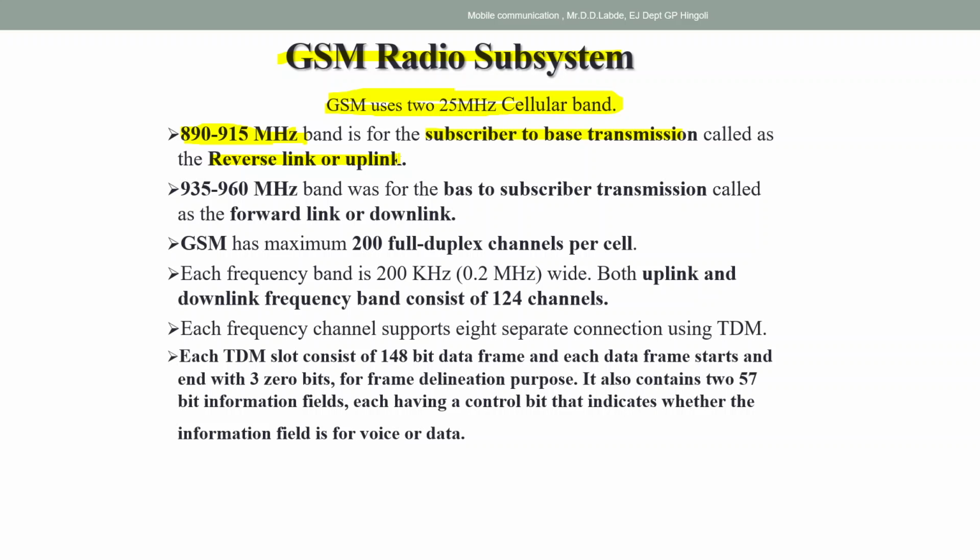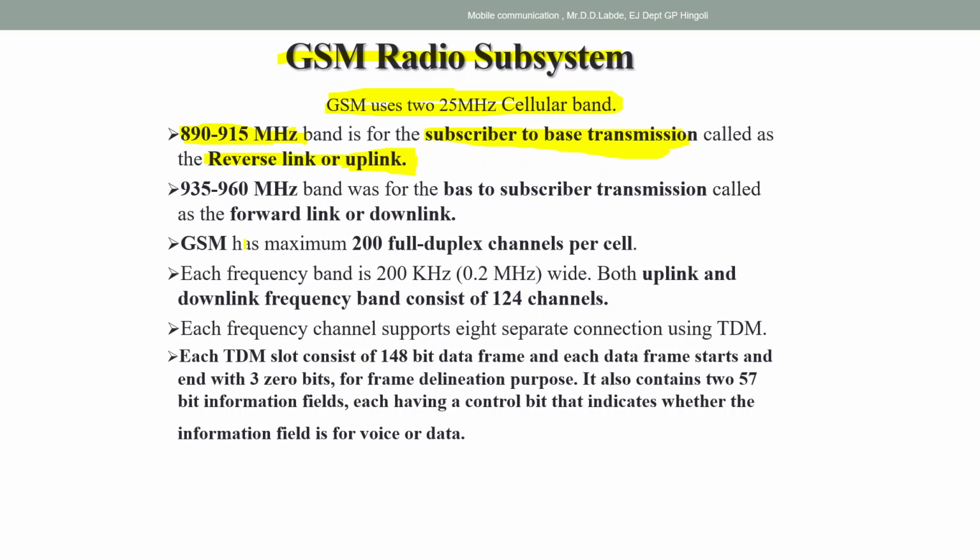When you are transmitting the signal from the subscriber, from yourself to the base station, that is called an uplink or reverse link. You can consider uplink. Okay, we have to consider one, that is nothing but uplink. For which purpose? Subscriber to base station you need a 25 megahertz band, that is 890 to 915 megahertz.